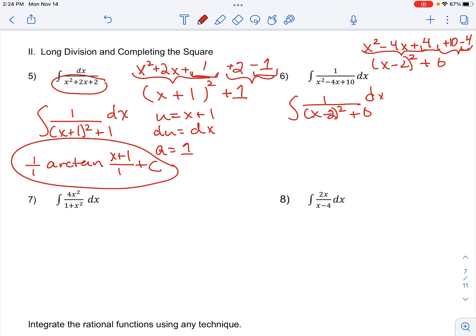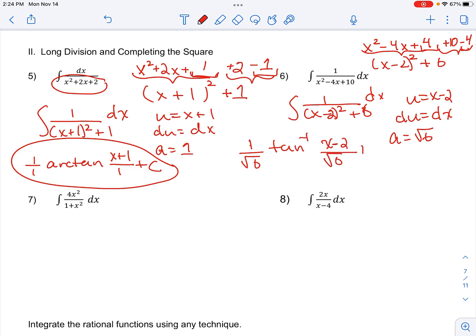And again, this falls into our pattern for arctangent. Your u is x minus 2. My du is just 1 dx. Your a in this case is square root of 6. Remember, it's u squared plus a squared. So this is 1 over a, arctangent of u over a plus c.